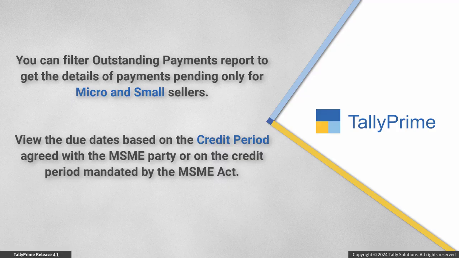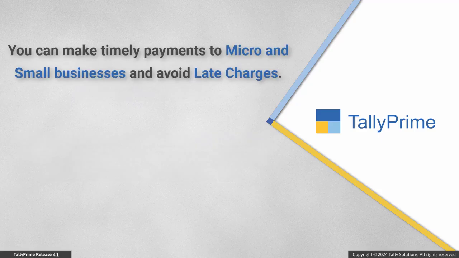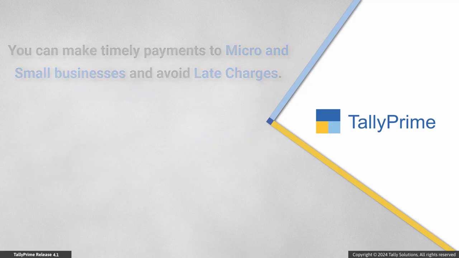You can filter the outstanding payments report to get the details of payments pending only for micro and small sellers. View the due dates based on the credit period agreed with the MSME party or on the credit period mandated by the MSME Act. Using these features, you can make timely payments to micro and small businesses and avoid late charges.